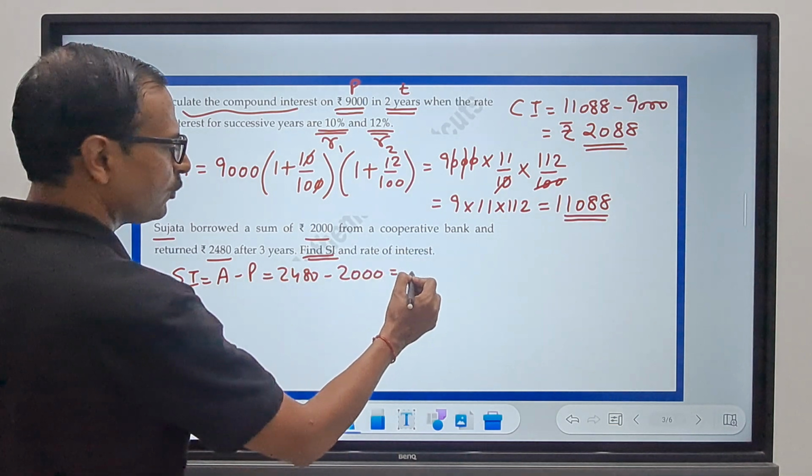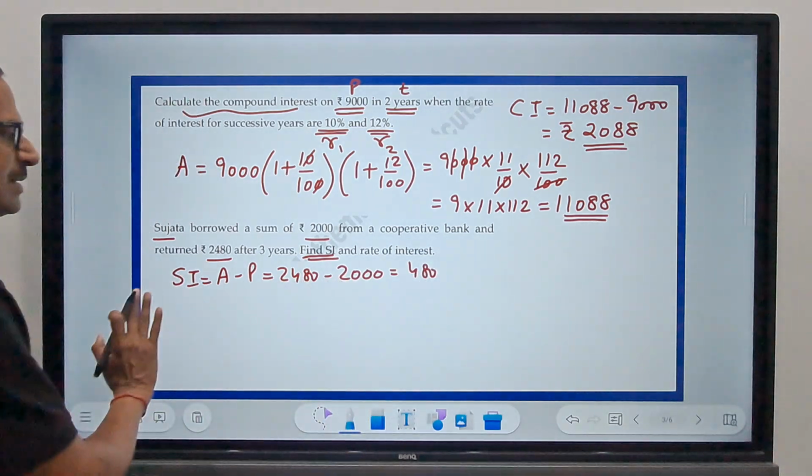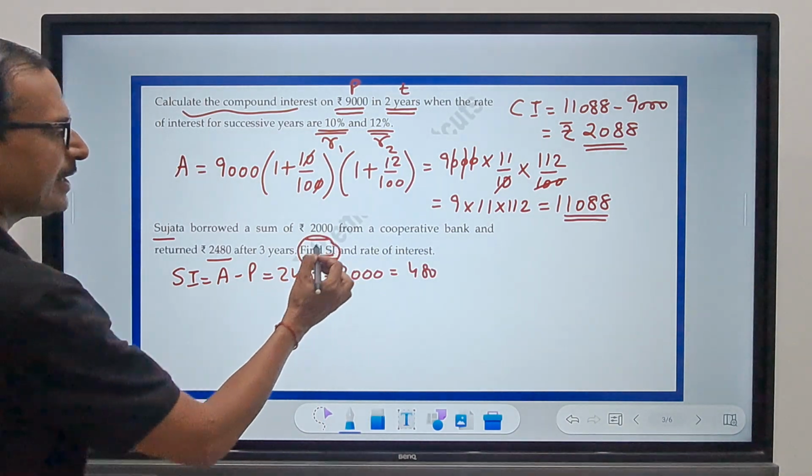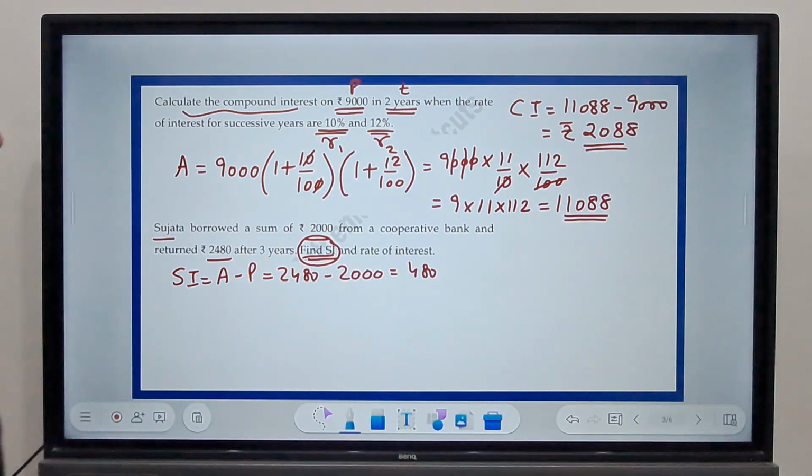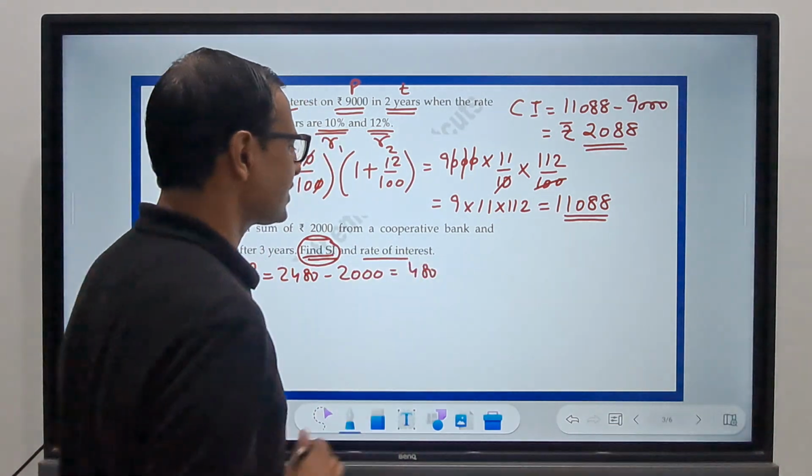So this is 480 rupees. This is the simple interest. So he has asked us to find the simple interest. That is pretty easy. This is 480 rupees. Now the other part is to find the rate of interest, R.